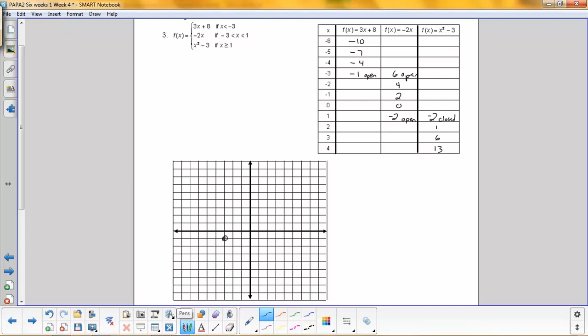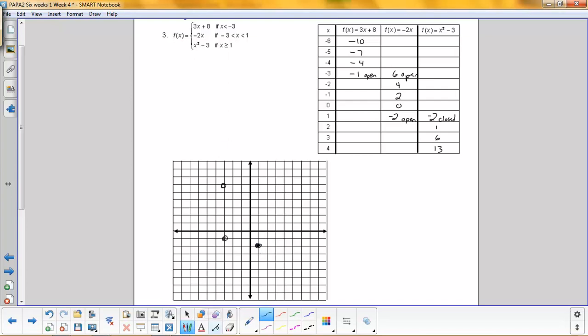And it's open because it's less than, not less than or equal to. Alright, our next open circle is going to occur at -3, +6. Open circle here. And finally, our open and closed circle will occur at 1, -2, and at 1, negative 2. Now because this is the same value, that open circle just got covered by the closed one.